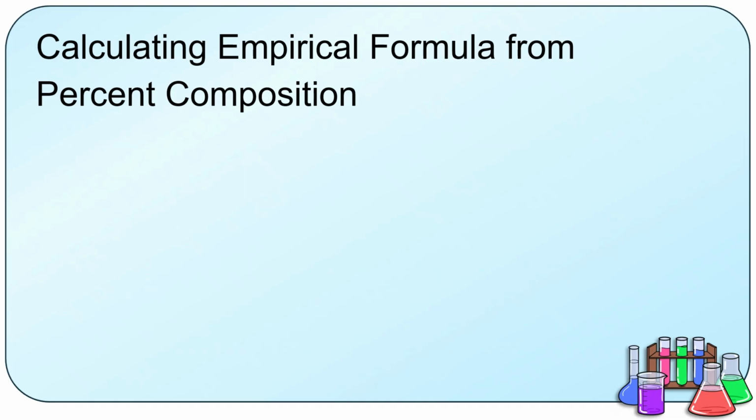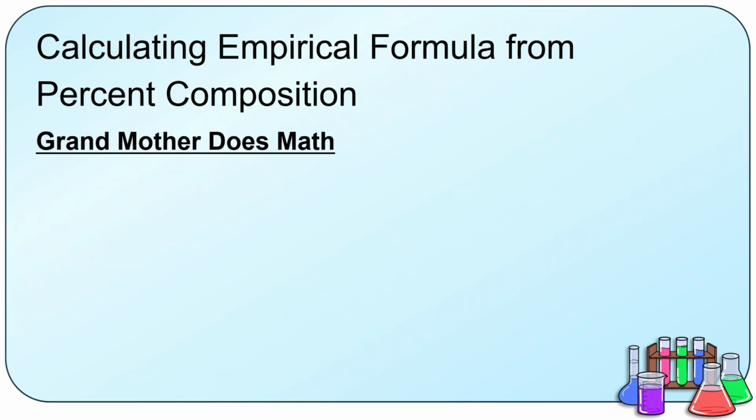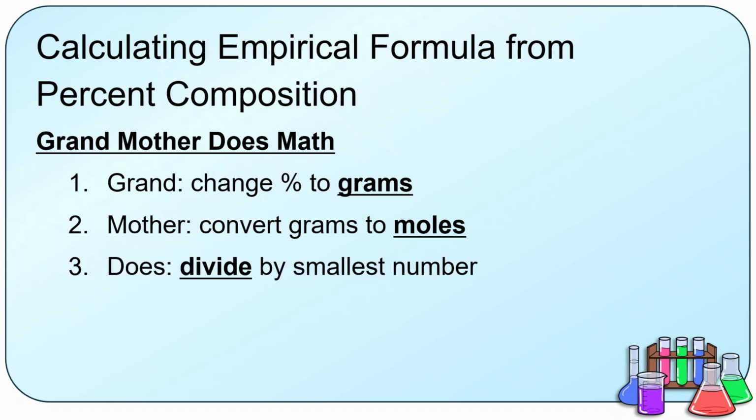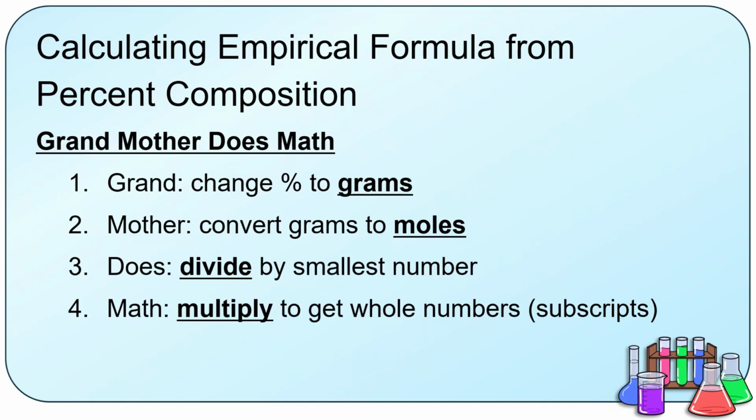There's 4 steps, so I'll write them out here and then we'll look at examples. An easy way to remember these 4 steps is using the mnemonic, grandmother does math. Step 1 is grand, which means change percent to grams. Step 2 is mother, which means convert grams to moles. Step 3 is does, which stands for divide by the smallest number. Step 4 is math, which means multiply to get whole numbers. These whole numbers will then become the subscripts in the chemical formula.